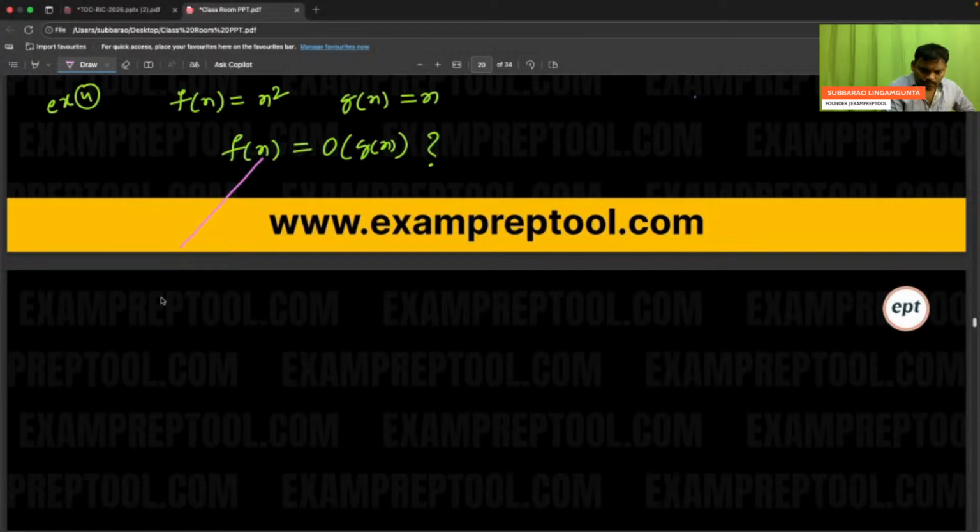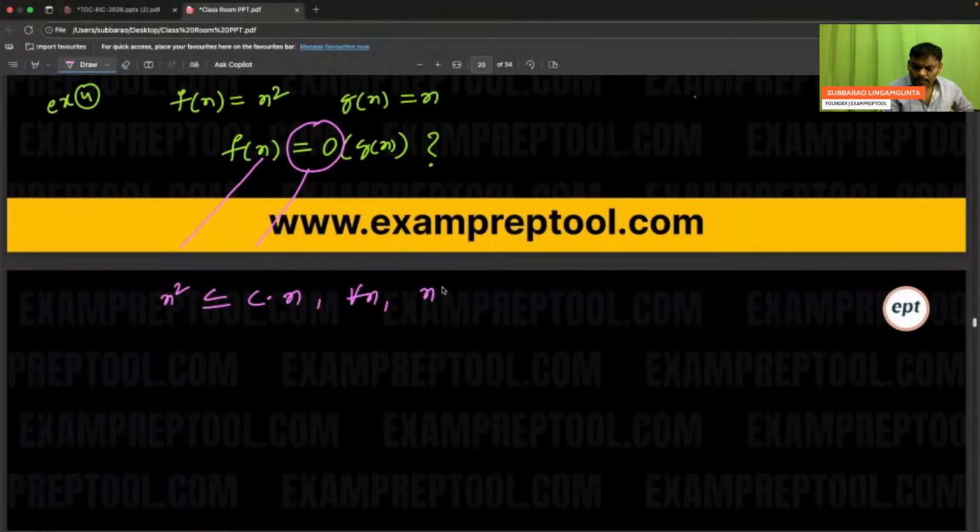Okay. Less than or equal to some c into g of n. When you say big O, this is the meaning: less than or equal to some c into g of n. That is the meaning of big O. So g of n is n, for all n where n is greater than or equal to n0. So n square is less than or equal to some c into n for all n greater than or equal to n0. Right? Now observe.